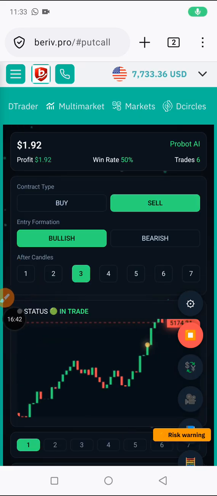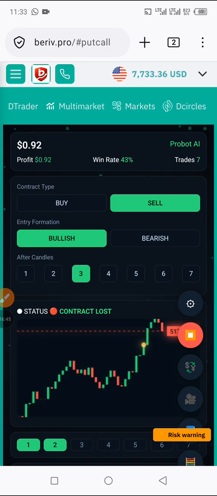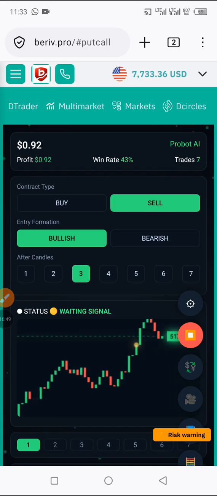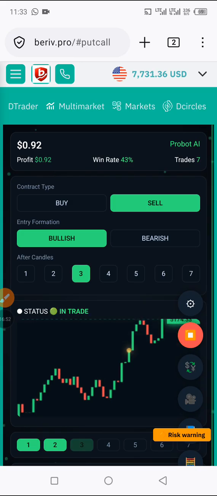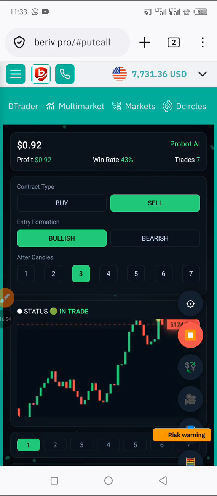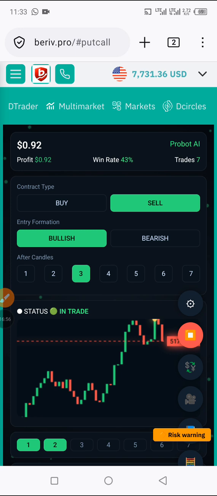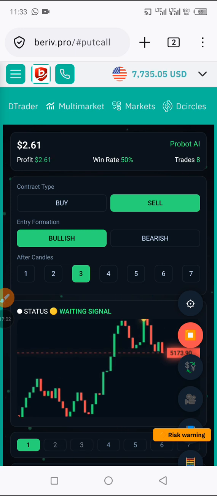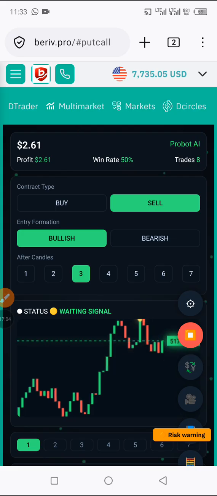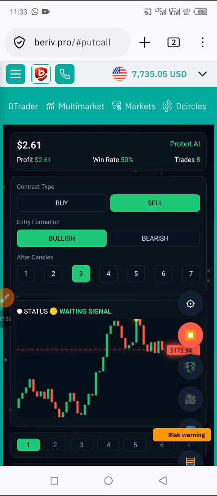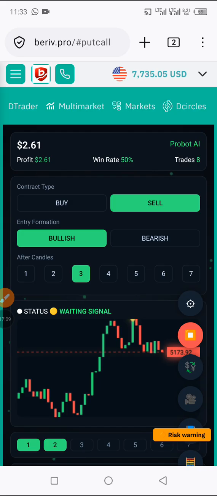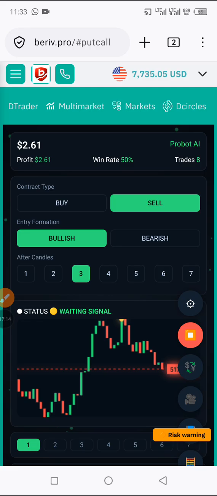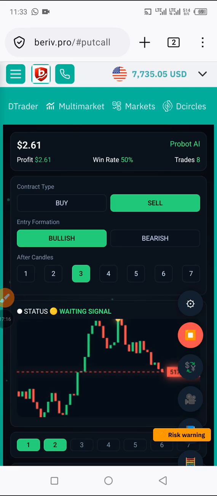At the moment when I'm pausing the video, I see there's a profit of 92 cents, and the win rate is actually low. So with a higher multiplier, you can still earn some money. Make sure if you have a positive balance, something big, you can use higher multipliers. But if your trading account is too small, you are advised to use lower multipliers, so that you don't lose all of your cash invested.